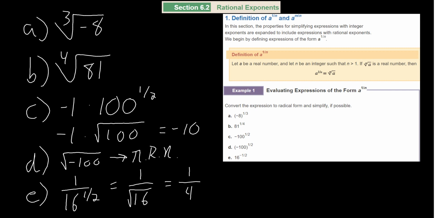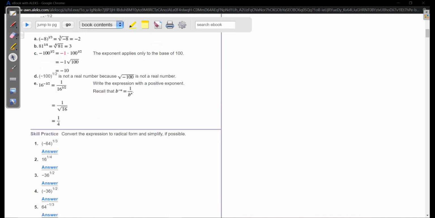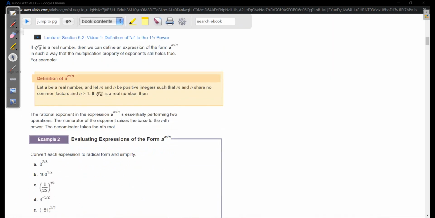So let's expand on this definition and talk about m over n. In example 1, the m was simply a 1. That's what we did with the definition here. We have a to the 1 over n, with the m being the numerator of the exponent, and now we're going to be talking about a more broad example. Honestly, this might be the one that should have been led with.